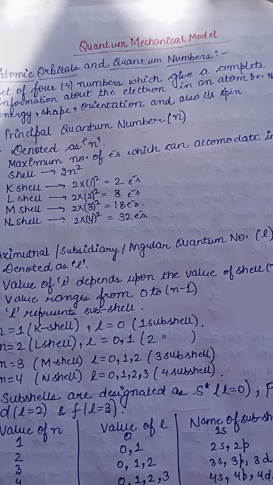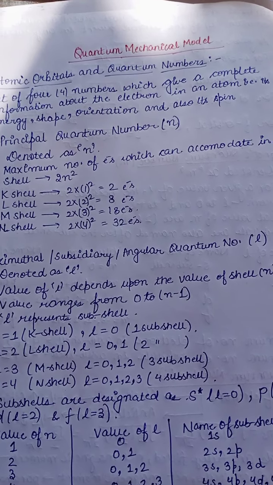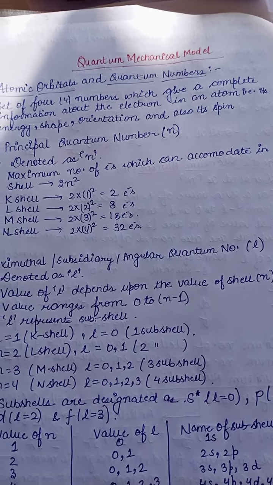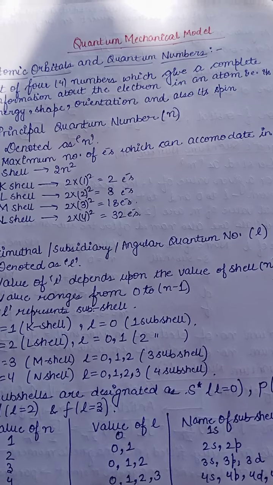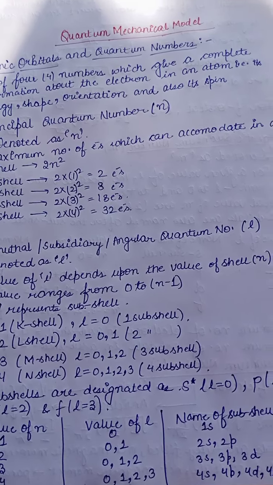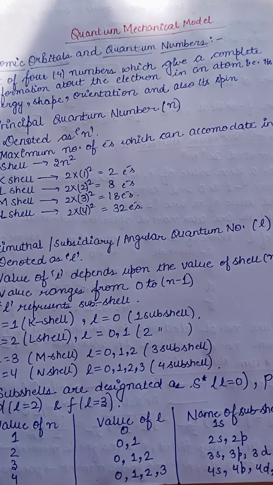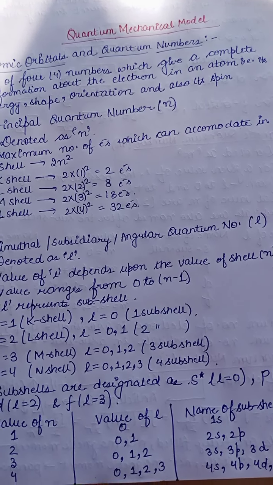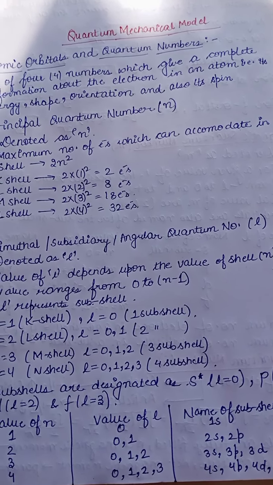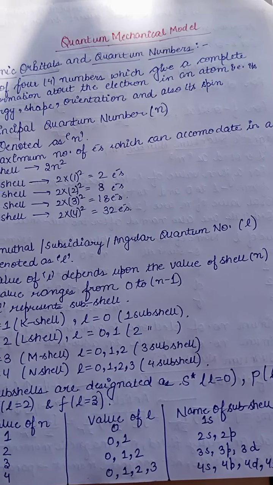Now in K shell we have n equal to 1, so L will be equal to 0, that is we have one subshell. For n equal to 2, in L shell, L ranges from 0 to n minus 1, so we have L equal to 0 comma 1, that is we have 2 subshells. For n equal to 3 we have M shell, and the value of L will be 0 comma 1 comma 2, that is we have 3 subshells. And for n equal to 4, that is N shell, we have L equal to 0 comma 1 comma 2 comma 3, so how many subshells do we have? We have 4 subshells. I think you got my point of azimuthal or subsidiary or angular quantum number, which is denoted as L, and the value ranges from 0 to n minus 1.